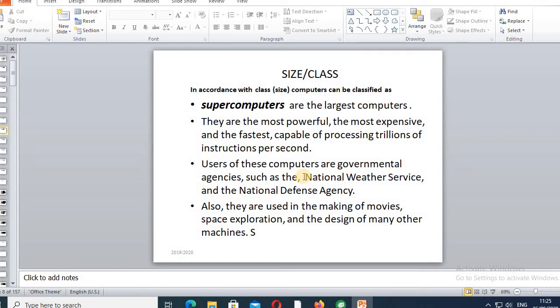So in this case, we look at these machines. For example, we have a supercomputer. Supercomputers are the largest computers. They are the most powerful, the most expensive and the fastest, capable of processing trillions of instructions per second. So a supercomputer is the largest computer that always works faster and can process any instruction that is sent, trillions of instructions within a minute.